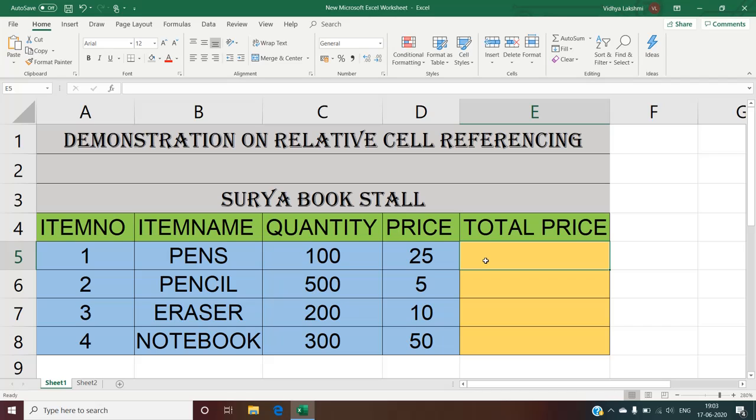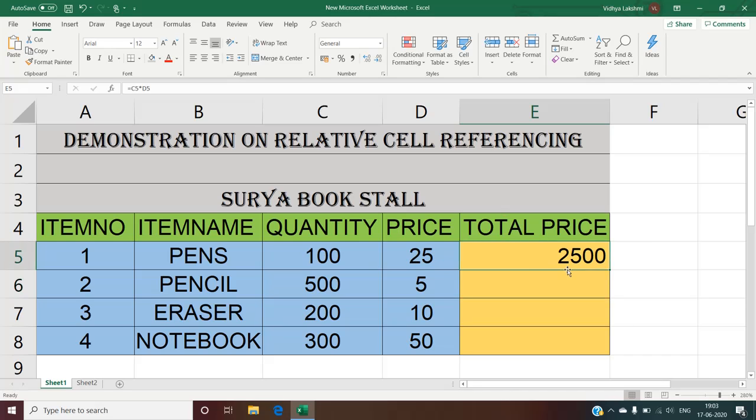The formula always starts with an equal to sign followed by the cell reference of the cell which contains the data. So this cell is C5. You can see the cell address is C5. It automatically comes there, multiplied by D5. D5 is the cell address of the cell with the value 25. Now you click on enter, and you get the answer 2500.